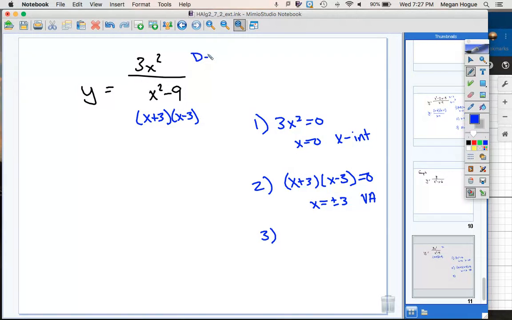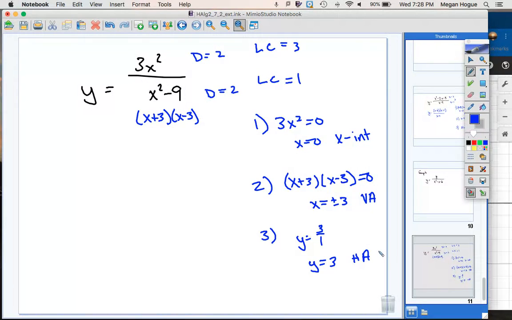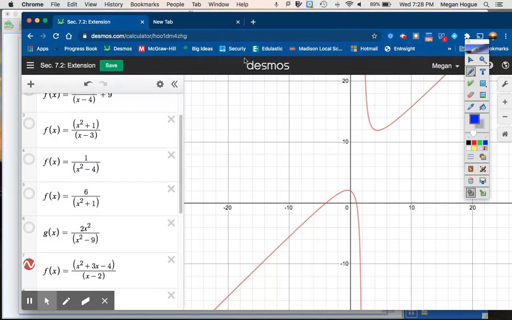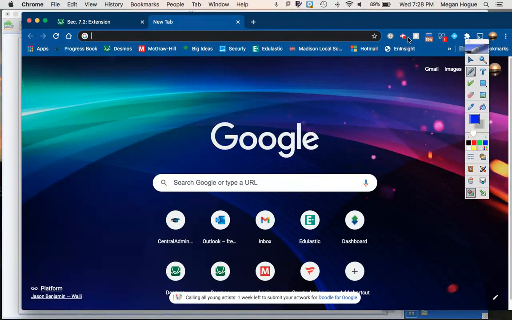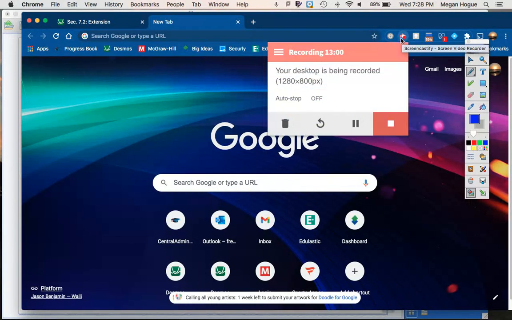Let's see. So the degree is 2. The degree is 2, so that's when they're equal. That's when you've got to go to your leading coefficients. So it's 3 and 1. So it's 3 over 1. Just read it up and down. So it's 3. That is your horizontal asymptote. All right, I'm going to pause it there, stop it there, and I will give you more directions in the Google Classroom.